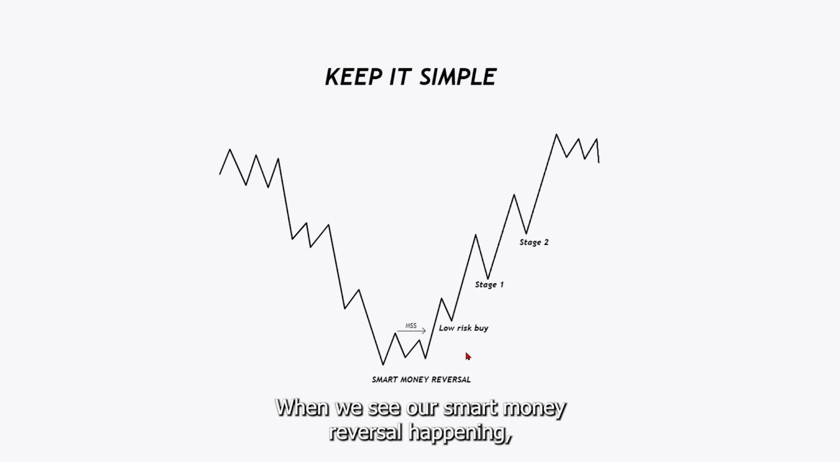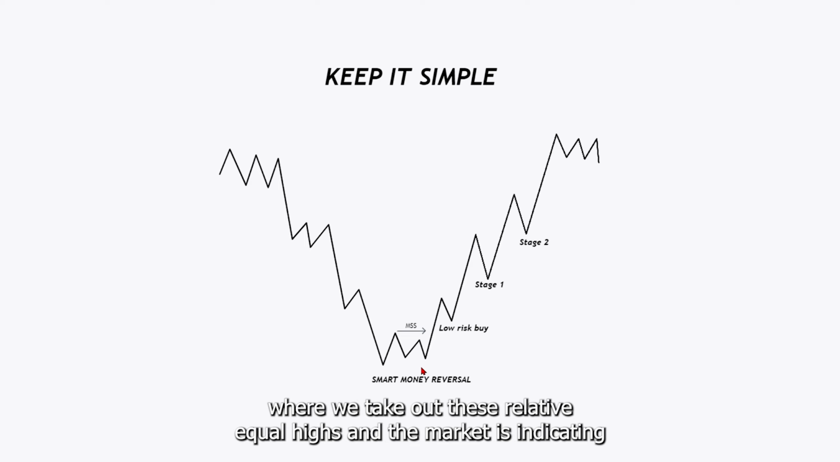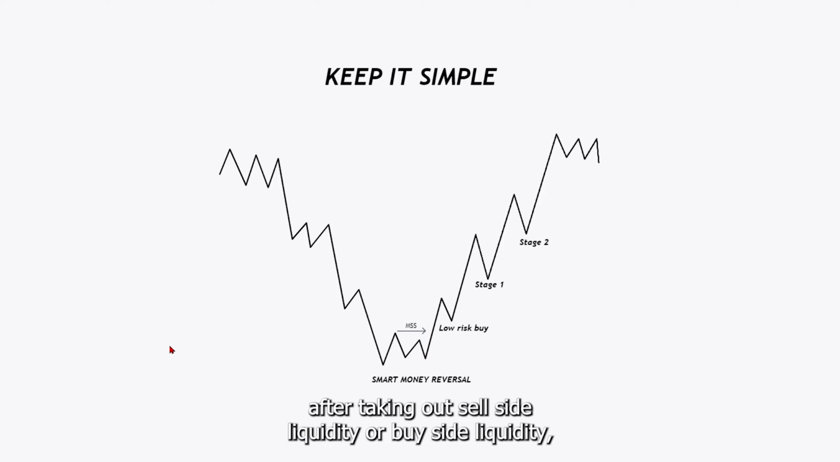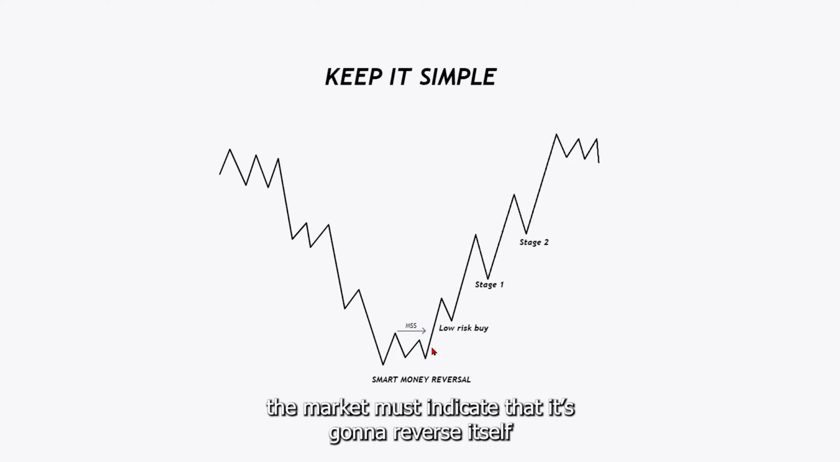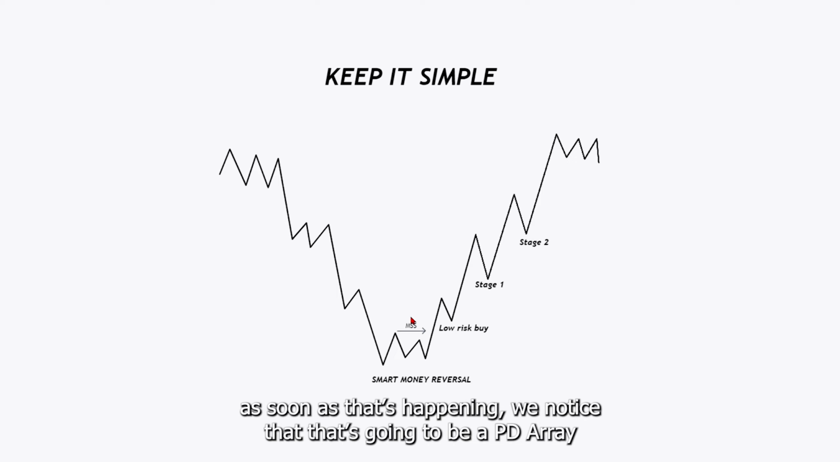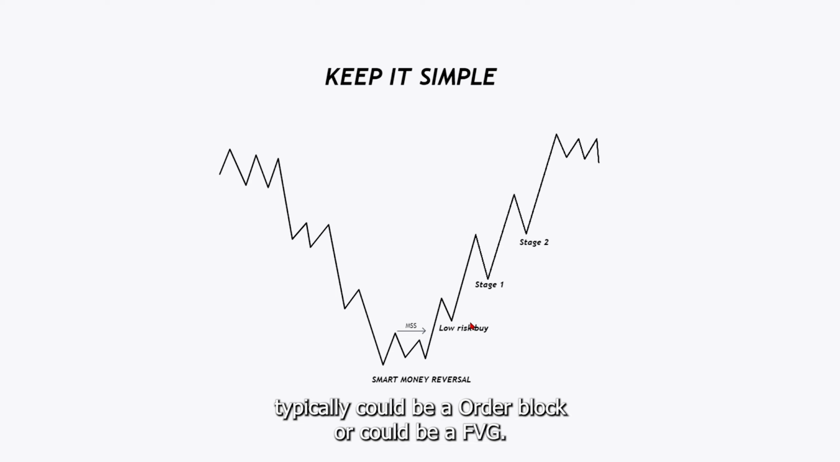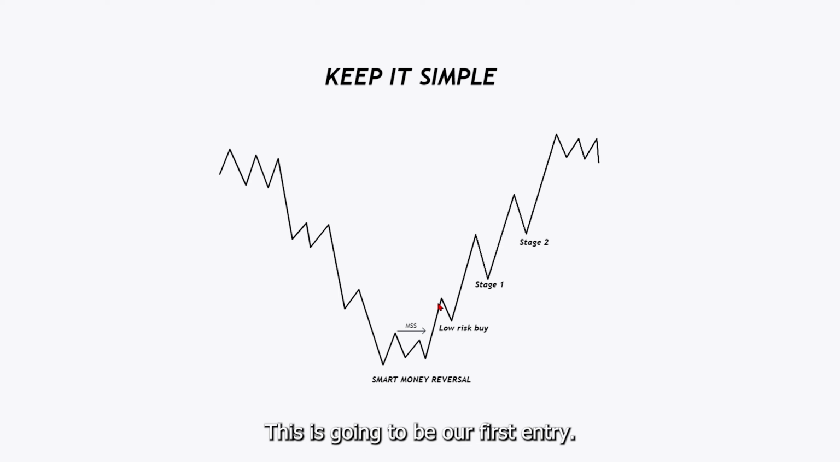When we see our smart money reversal happening, we want to see a market structure shift happening like this, where we take out these relative equal highs, and the market is indicating, after taking out sell side liquidity or buy side liquidity, that it's going to reverse itself. As soon as that happens and we notice that, there's going to be a PD array, typically could be an order block or could be a fair value gap, and this is going to be our first entry.